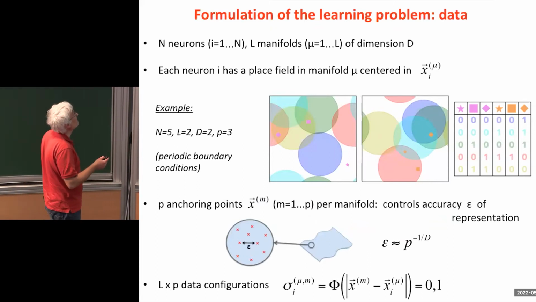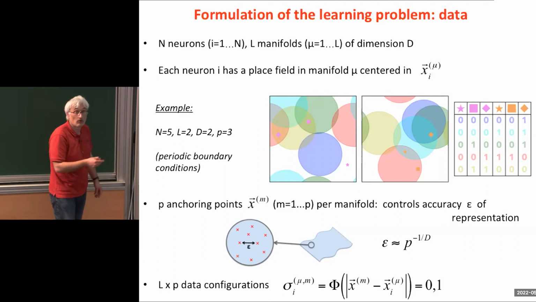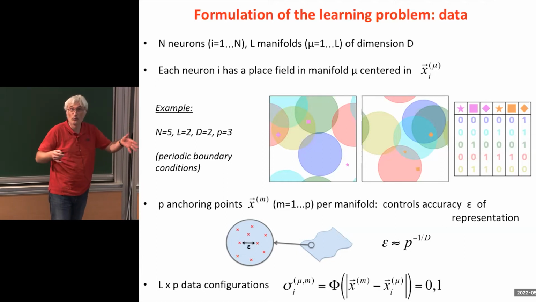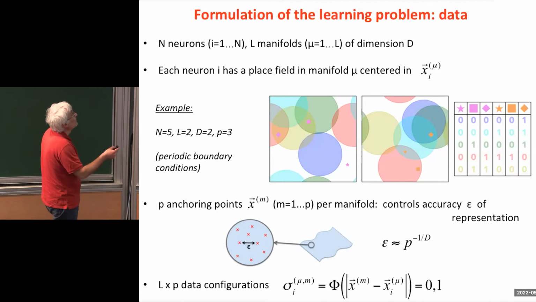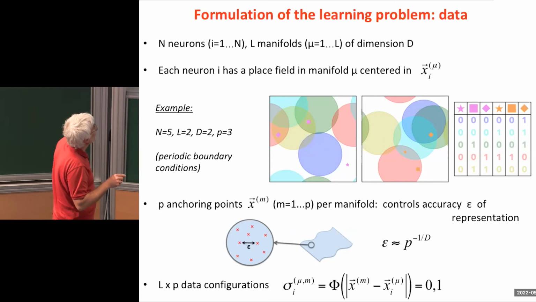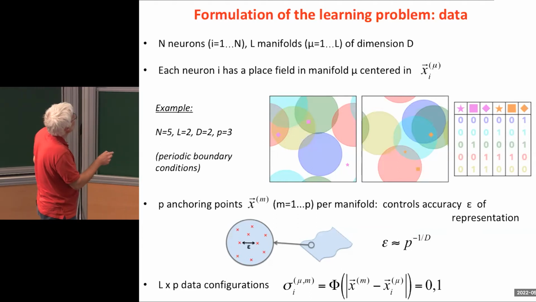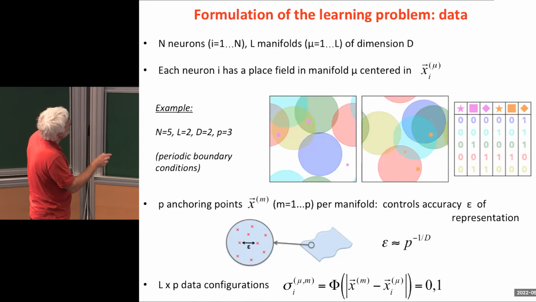So let me define the model more precisely. I have N neurons with indices i, and L manifolds, which will just be hypercubes, so very simple manifolds with no complicated structure, with indices mu running from 1 to L, and they are all d-dimensional manifolds. So in d equals 2, you can think of L squares here. So for instance, here you see an example with 5 neurons and 2 manifolds in dimension 2, which are squares.